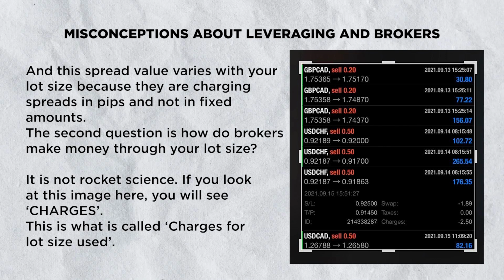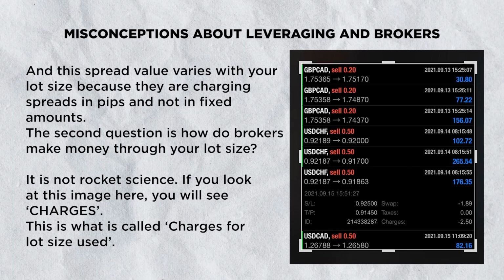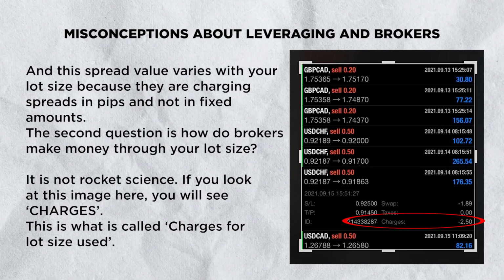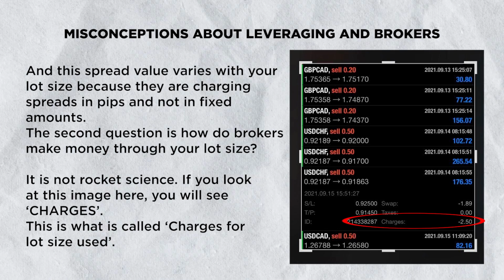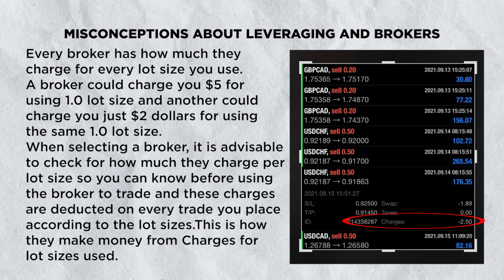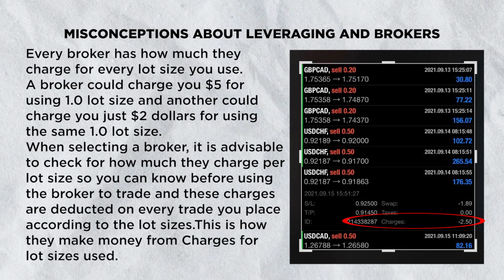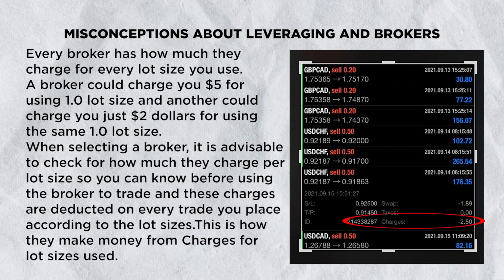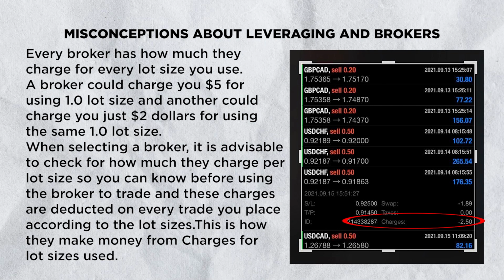The second question is, how do brokers make money through your lot size? It is not rocket science. If you look at this image here, you will see charges. This is what is called charges for lot size used. Every broker has how much they charge for every lot size you use. A broker could charge you $5 for using 1.0 lot size, and another could charge you just $2 for using the same 1.0 lot size.